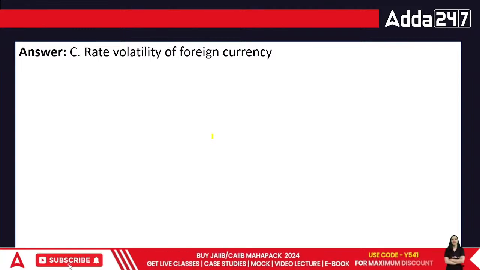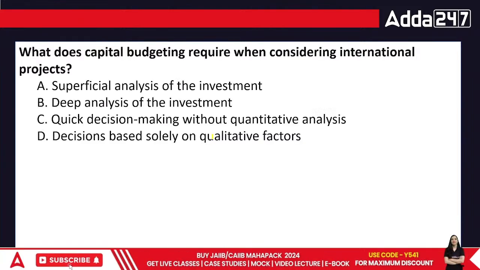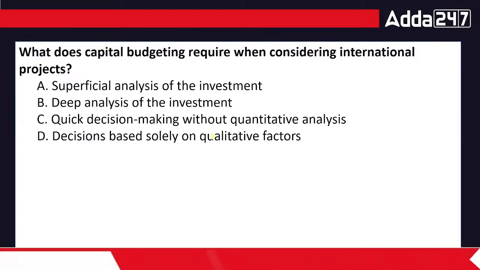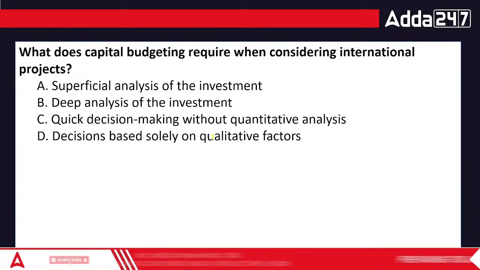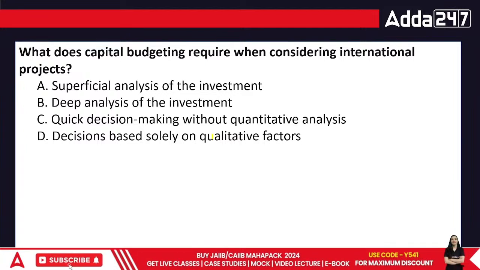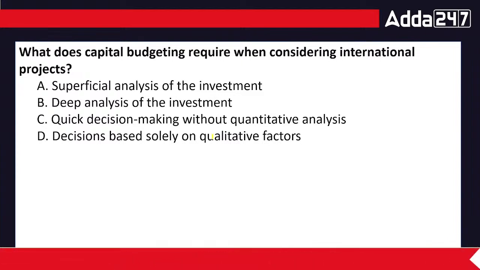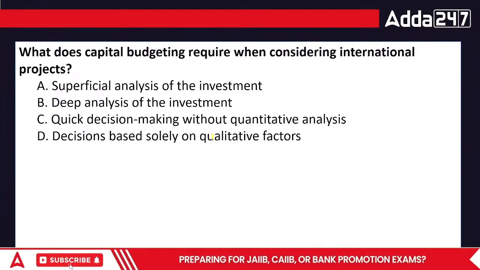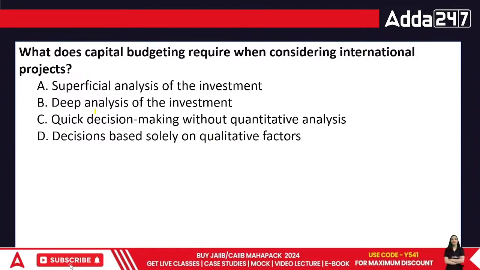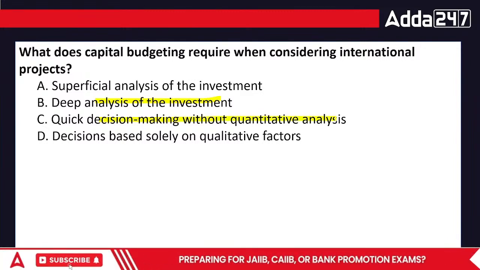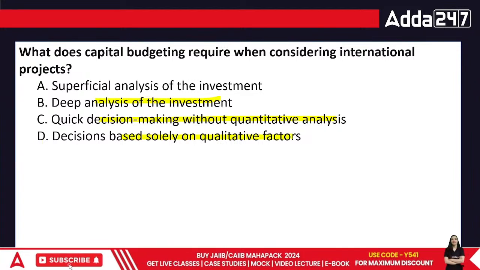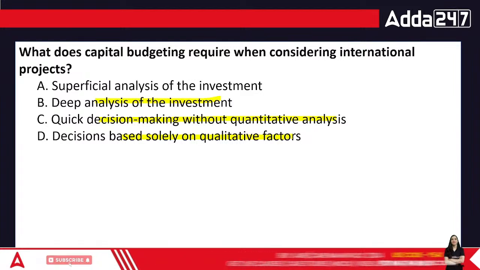So, let's move on. What does capital budgeting require when considering international projects? International means the stability is there in that particular area or not. You have to really see that. Superficial analysis of the investment, number one. Deep analysis of the investment, number two. Quick decision making without quantitative analysis, or decisions based solely on qualitative factors.